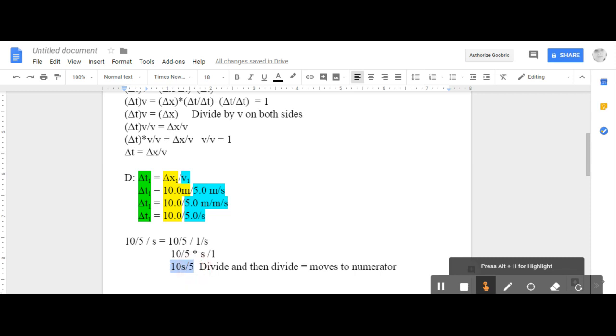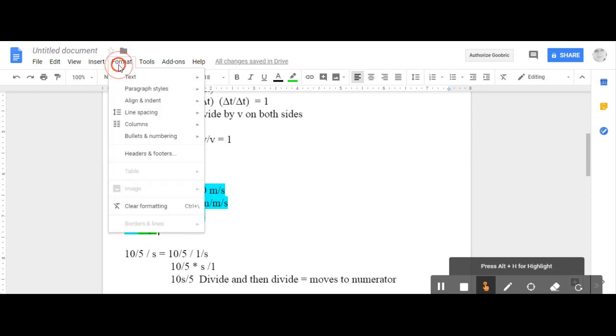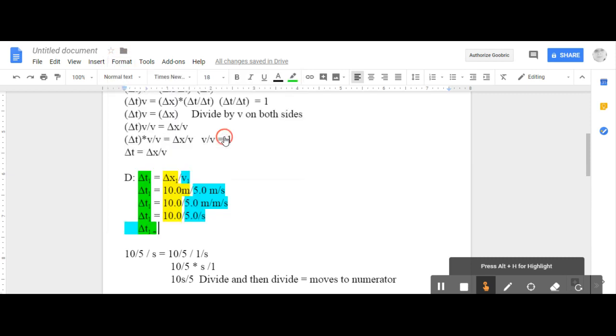So the rest of this is much easier than the units. I have delta T1 equals 10 divided by 5. So 10 divided by 5 is 2. And then this number only has 2 digits. So my answer gets 2 digits.